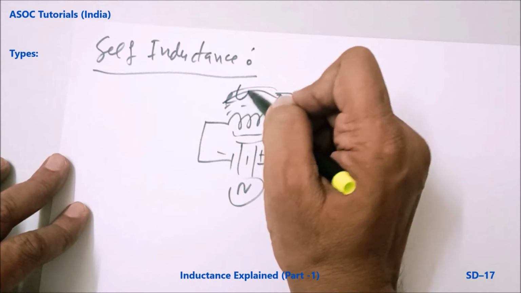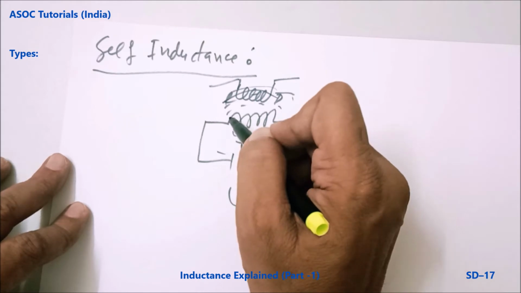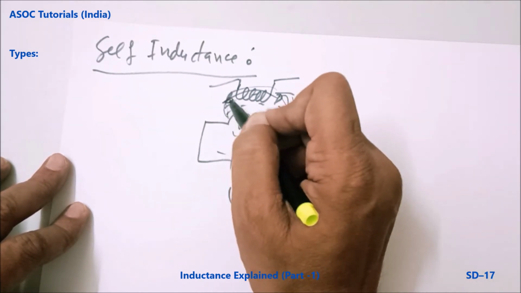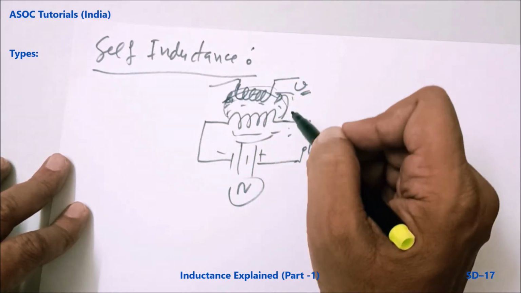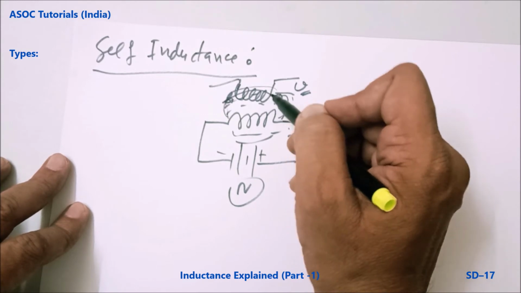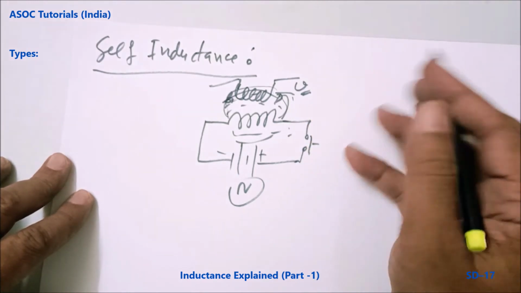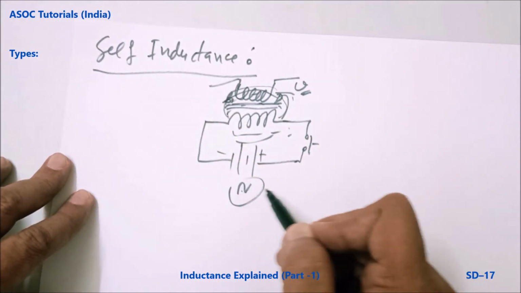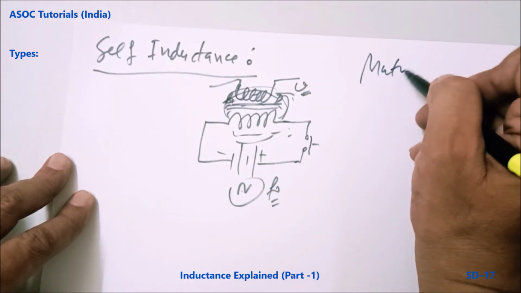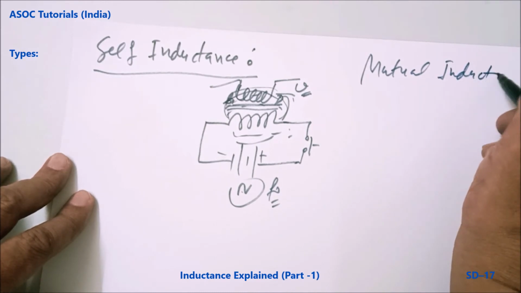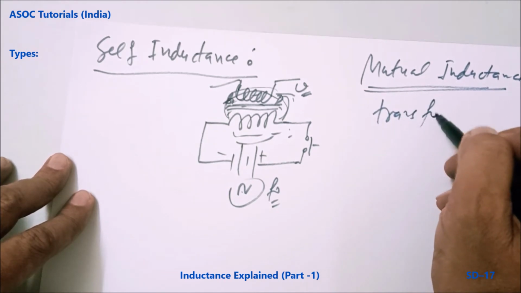If we bring another coil in the same field, then this flux will link with the other one, and this will induce voltage in this linked coil. This voltage in the linked coil depends on several parameters like number of turns, used core, voltage, frequency, etc. And this is called mutual inductance.